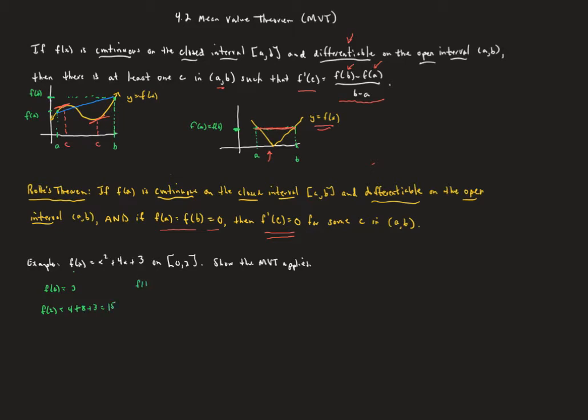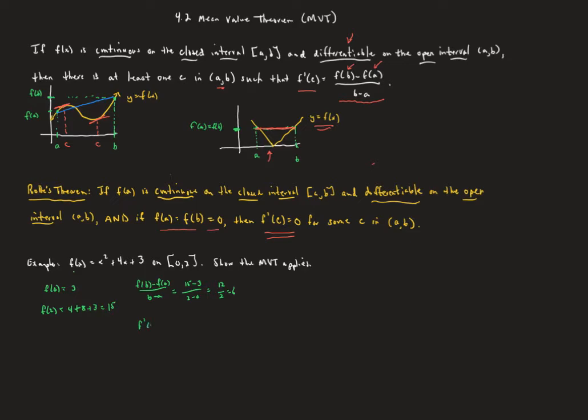So our f of b minus f of a over b minus a is going to be 15 minus 3 over 2 minus 0. That looks like 12 over 2, which is 6. So there's f of b minus f of a over b minus a. And the claim is that the derivative must equal that somewhere between 0 and 2.